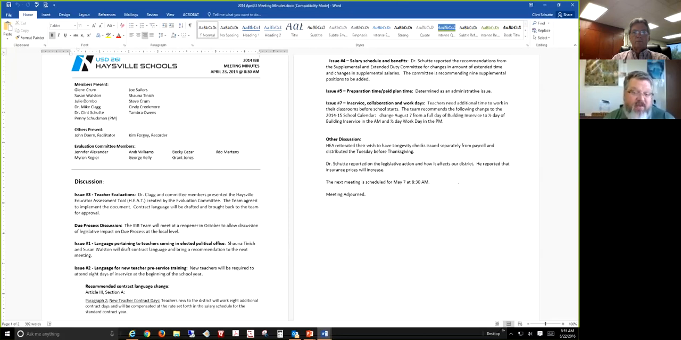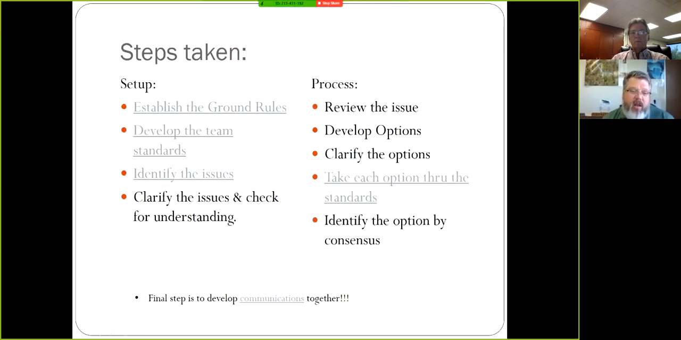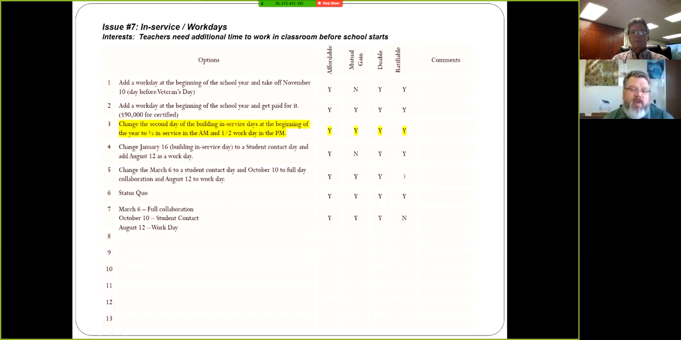But I will tell you also, I've used this as a problem-solving process where you have individuals say, hey, we have an issue over here. If you go through that same process of setting it up so that you have standards, you know what the issue is, and then as a group, come up with options and then take those options through those standards, you'd be amazed at how creative people can be in solving solutions. That is the basis of interest-based bargaining right there, to be able to have a win-win situation. So again, the one we came back with on this one had all the yeses. Everybody agreed on consensus. We marked it, and then we move on to the next issue.